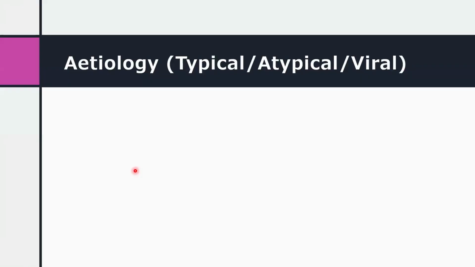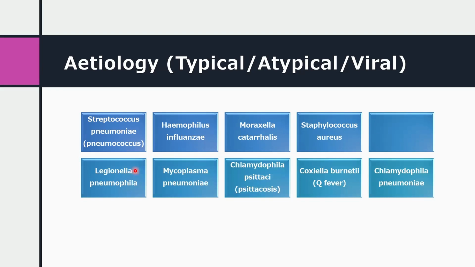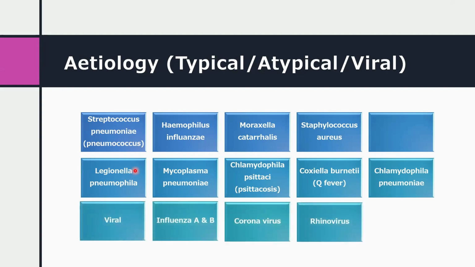Pneumonia can be caused by a variety of organisms. It can be due to bacteria. Most common are Streptococcus, Haemophilus, Moraxella catarrhalis, and Staph. Atypical pneumonia can be caused by Legionella, Mycoplasma, Chlamydia, Coxiella, and then there are viral pneumonias.